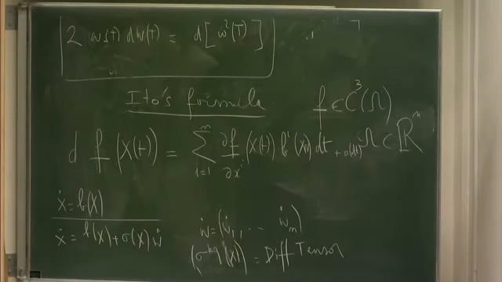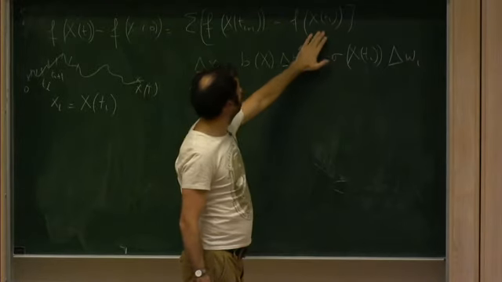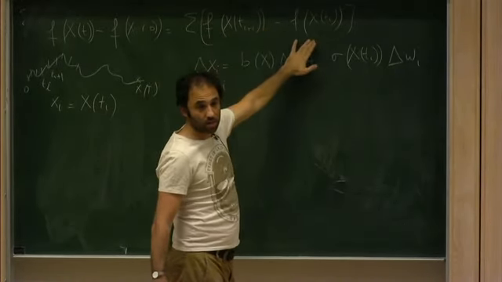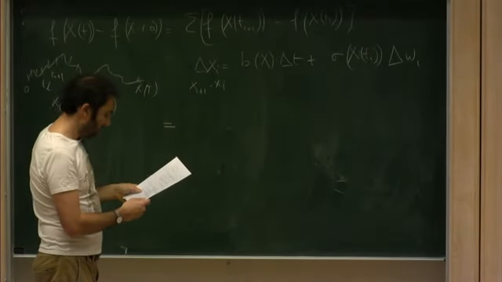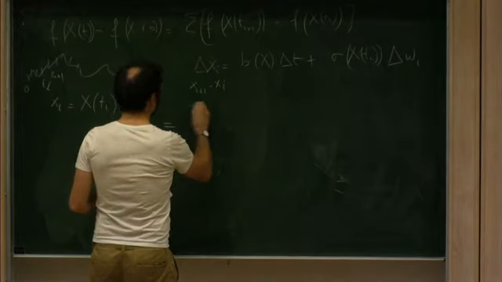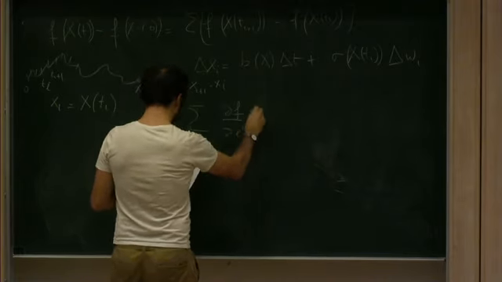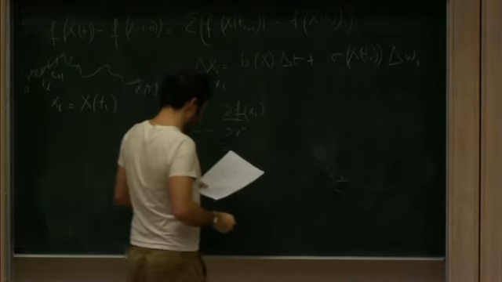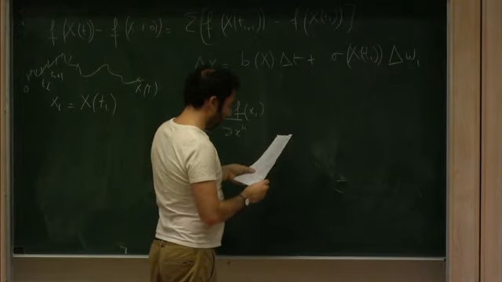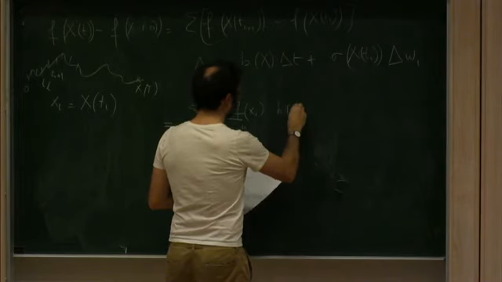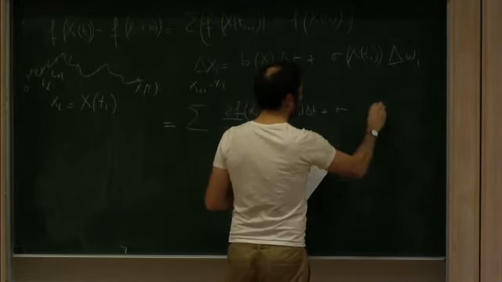Then what we are going to do now is use a Taylor expansion of this difference to order 2. You have a function of b minus a, and using the Taylor expansion, the first order term will give us df over dx_k at position x_i, multiplied by dx_i, which can be replaced by this. So this is b of x_i delta t plus sigma. Now we have to be careful, this is now d omega_i.